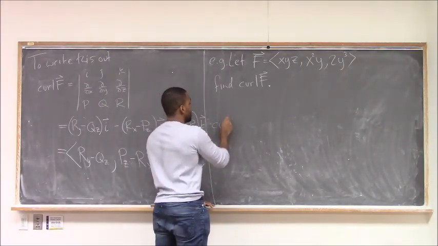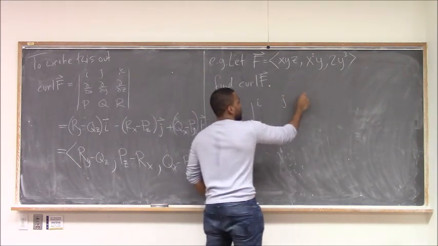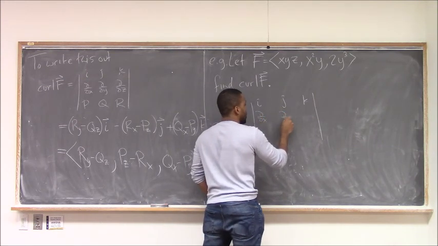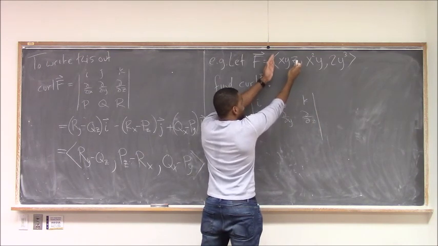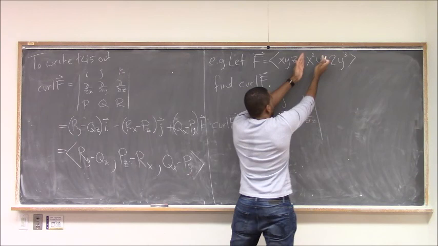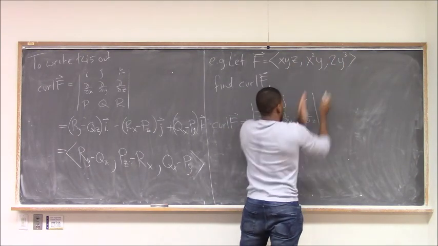So here, curl F, what it would look like is that, again, you take the partial with respect to x, partial with respect to y, partial with respect to z, and you put each component. So that's my P, I'm going to put it here. That's my Q, I'm going to put it here. That's my R, I'm going to put it here.